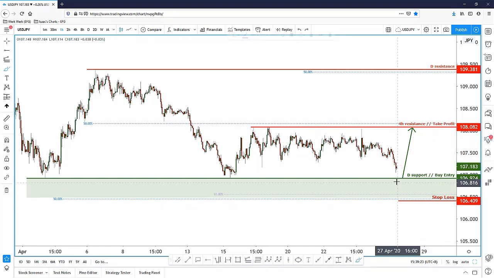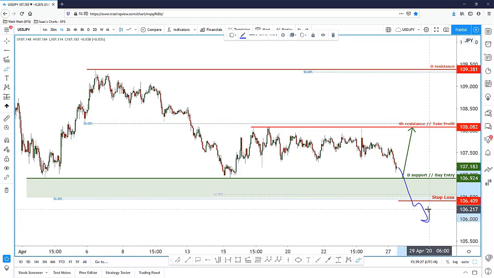Now, should price go below the stop loss and close below the stop loss, I would close out my long position and immediately go short, because the moment price breaks below this daily support zone, it means that the bias for dollar yen is still bearish.